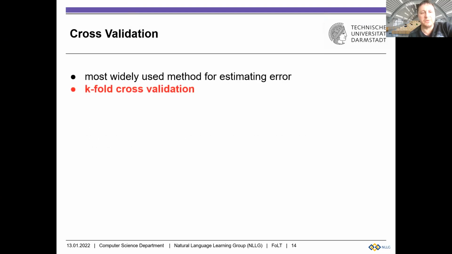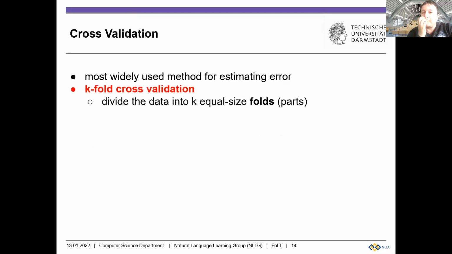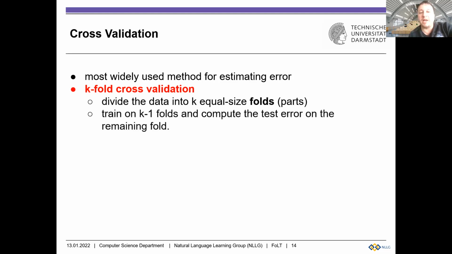And what do we do there? So a typical approach, the most classical, most standard, is called K-fold cross-validation. What we do there is we divide our whole data into K equal size folds, K equal size parts. We train on K-1 folds and compute the test error on the remaining fold. And when I say the training, it includes both the train and the dev set. So we do the training on K-1 folds.